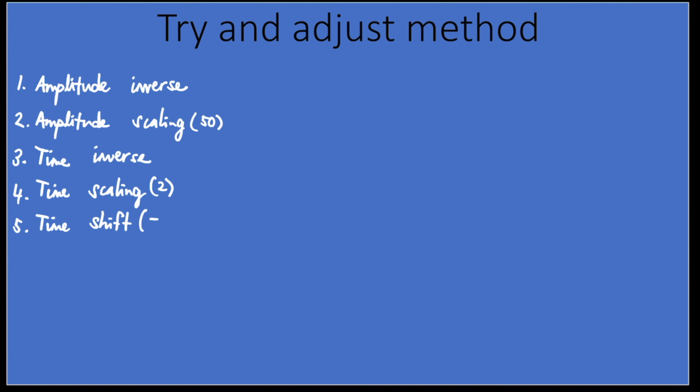So based on the previous sequence, firstly we need to do amplitude inverse, and then amplitude scaling with a factor of 50, and then time inverse, and then time scaling with a factor of 2, and then lastly step number 5, we do time shift with a factor of minus 1 over 2. Why minus 1 over 2?